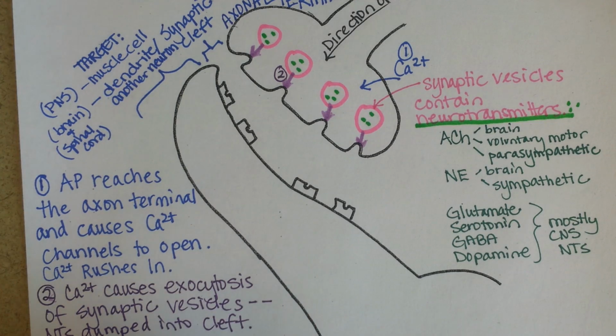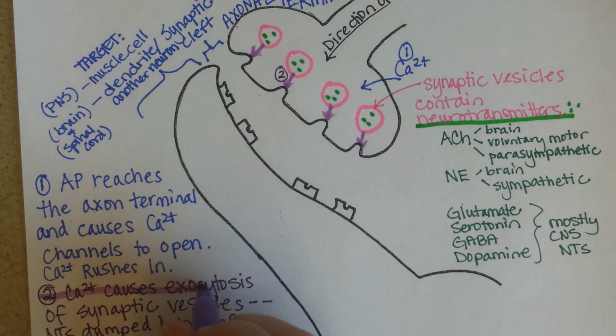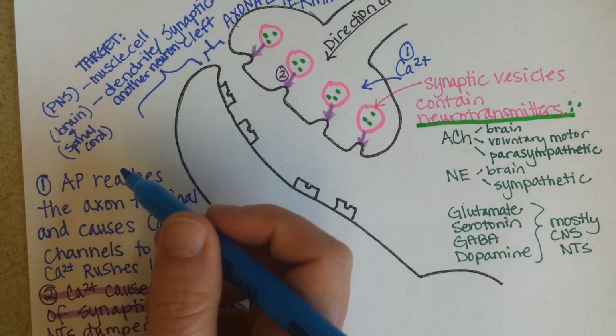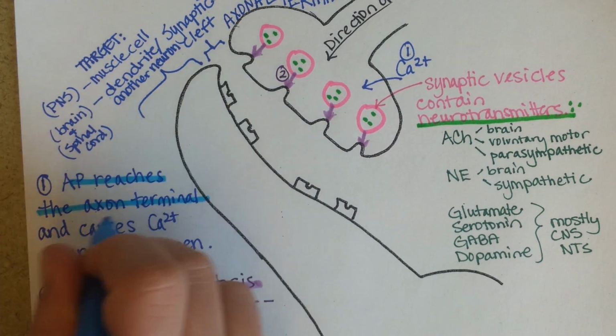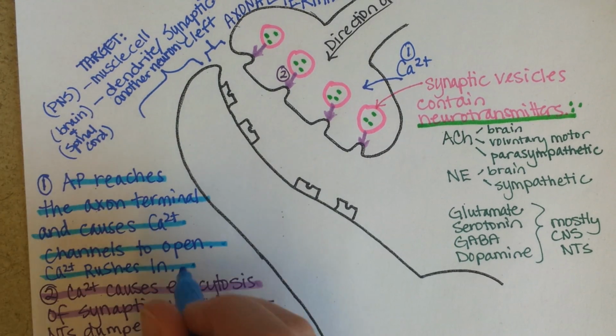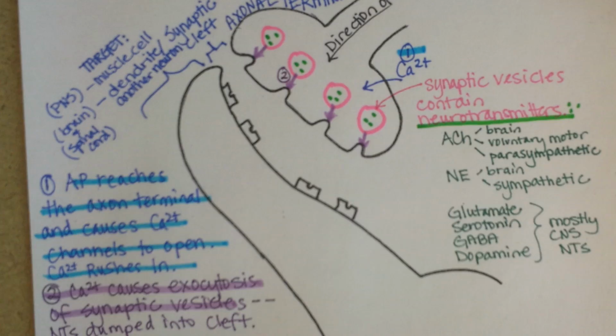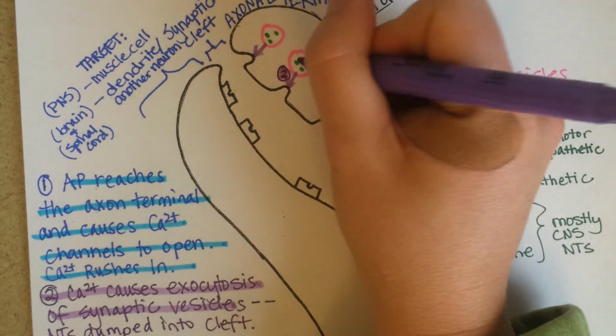Calcium triggers exocytosis of synaptic vesicles. And number 1 was allowing the action potentials. The action potentials allow calcium to rush in. So that's step number 1. And then this is step number 2.